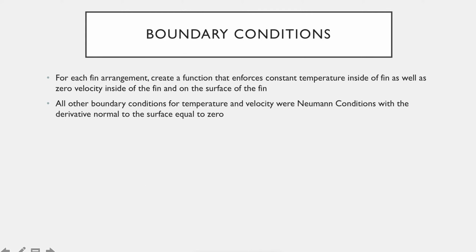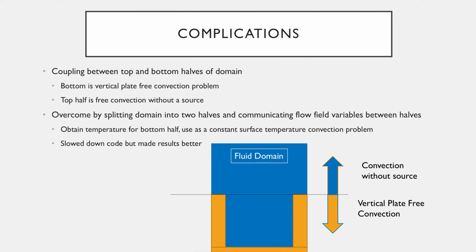One challenge of this problem was enforcing the conditions necessary for the fin. In order to accomplish this, I created a function with the fin location that enforced a constant temperature and 0 velocity at all locations. All other boundary conditions were Neumann conditions with the derivative normal to the surface set to 0. At this point you may be thinking, wow, this is such an easy problem. But hold on to your horses for just a second there, cowboy. There was one major complication.